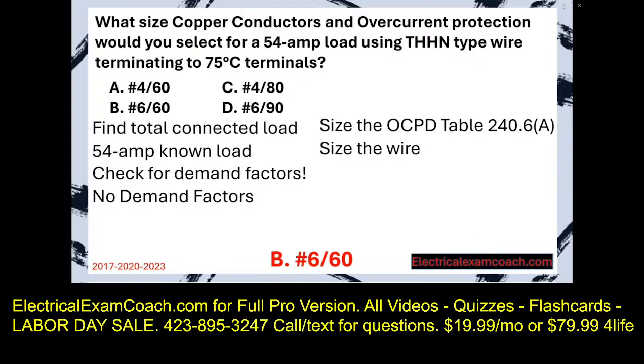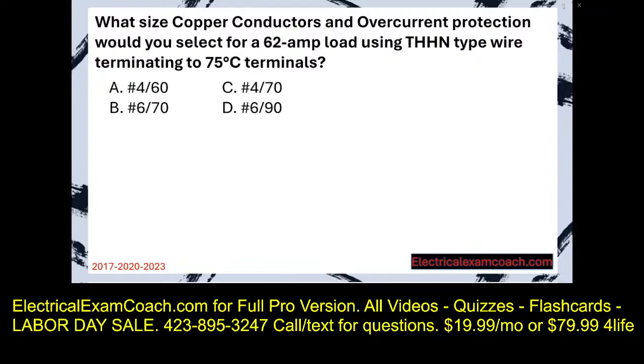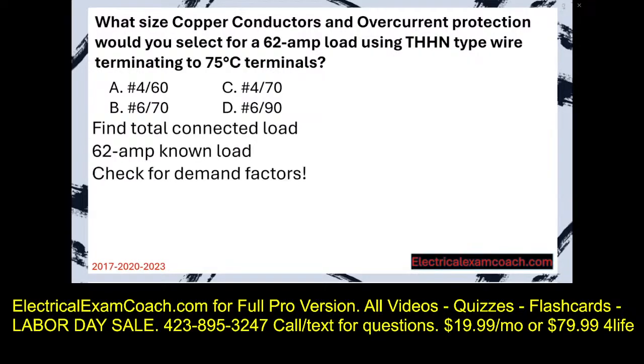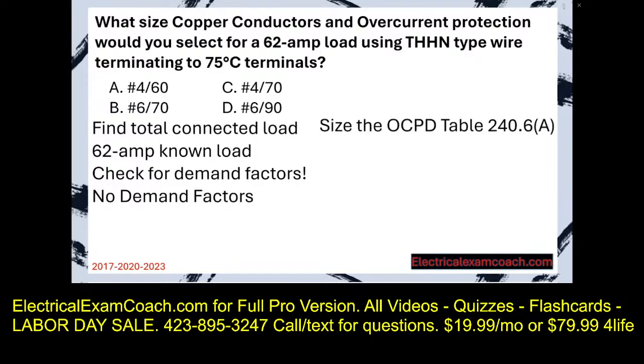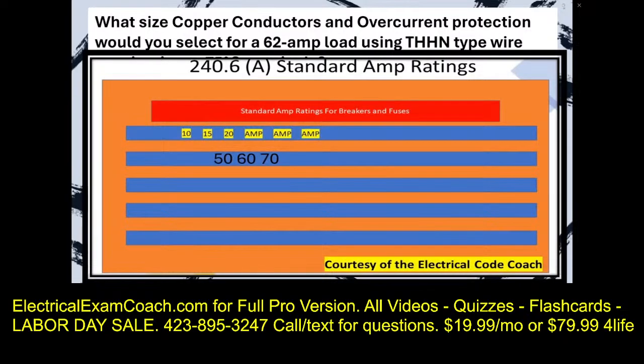Let's get to it. What size copper conductor and overcurrent protection would you select for a 62 amp load using THHN wire terminating to 75 degree C terminals? Step 1, find our total connected load. In this case, it starts at 62 amps, but we must check for demand factors. With there being no special pieces of equipment mentioned or the fact that it's running for 3 or more hours, in this case, there are no demand factors. Now, we go ahead and size our overcurrent protective device. We head to our table with a 62 amp known load, and we're going to choose the next size up, which puts it on a 70.